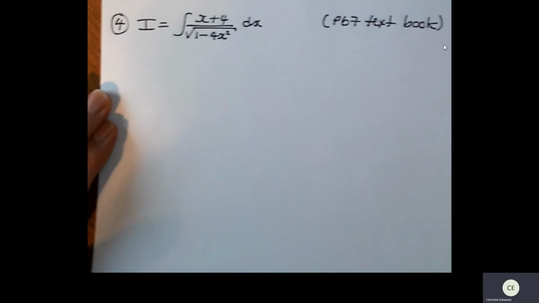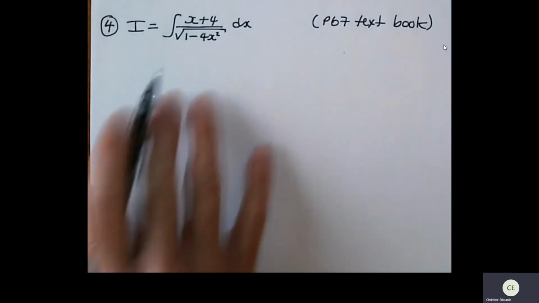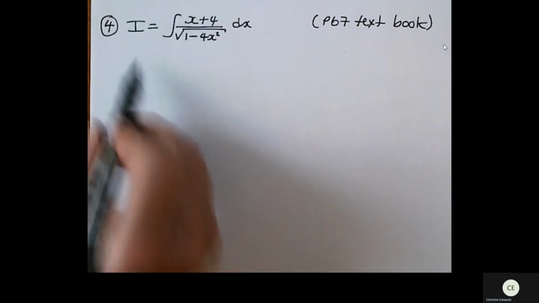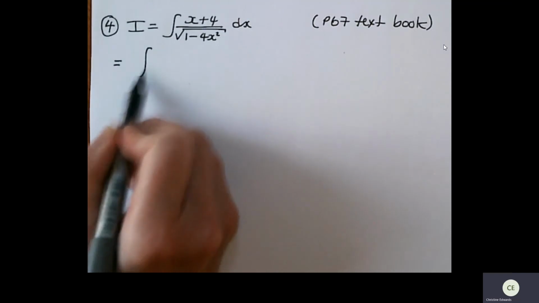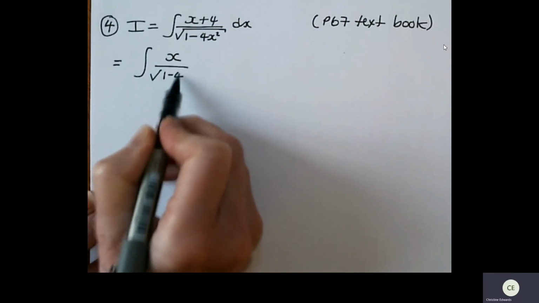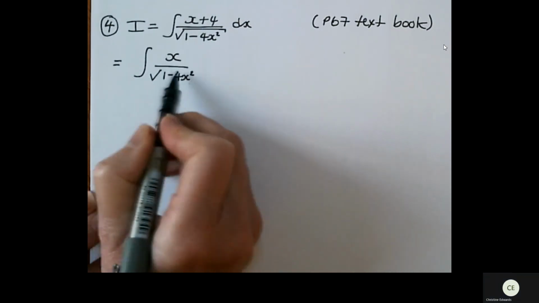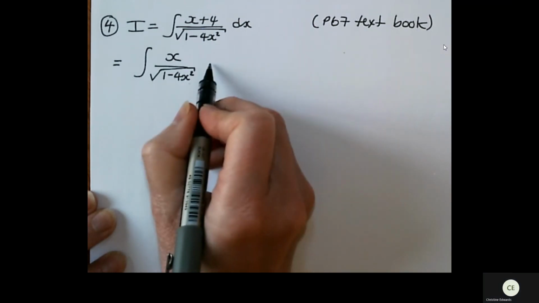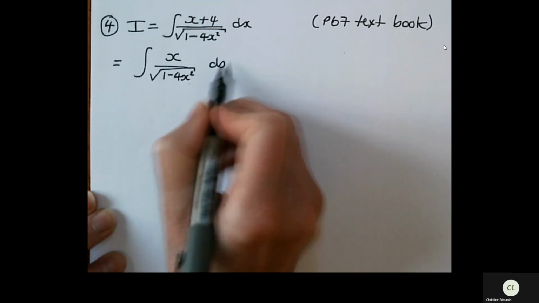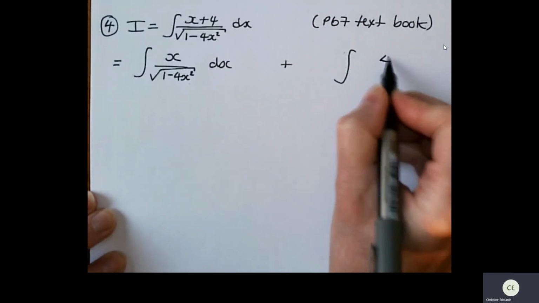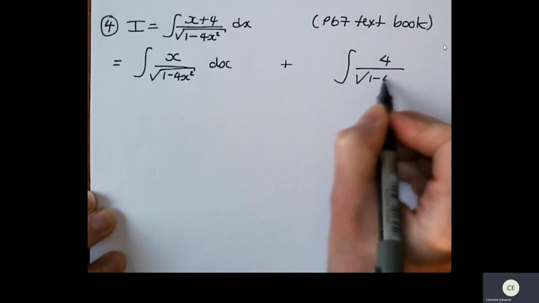Okay, now let's have a look at this example, which is taken straight from the textbook. And I've included it so that we can look at how we deal with the integration of this type of fraction. So we are going to split it into 2 fractions, x over the square root of 1 minus 4x squared. And then a second one, I've split them completely so that I can divide up my working. We will have 4 over square root of 1 minus 4x squared.